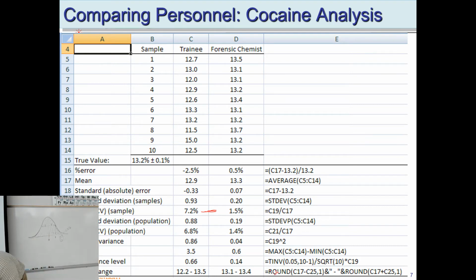Now the forensic chemist, they also have a 95% confidence interval here. The low end is 13.1 and the high end is 13.4, and they do capture the true value. But they're also a very narrow range, and it's still very good. They capture the true value and they have a narrow precision. Any comments on any of these? We captured all the ones that we came up with and a few extras.